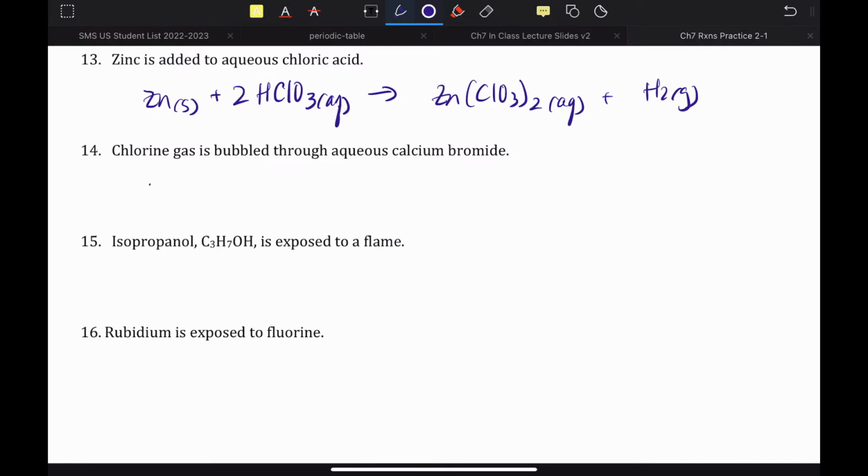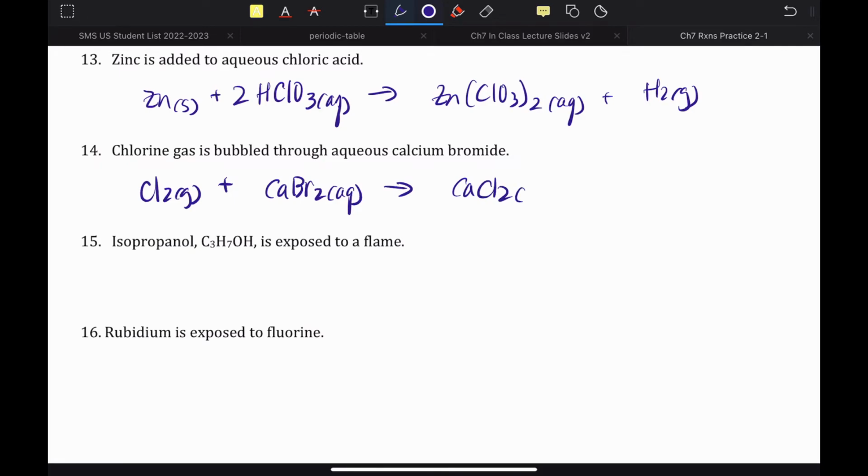All right, chlorine gas is bubbled through aqueous calcium bromide. So, remember, bubble just means passed through, right? So they're just being allowed to interact, which means they can react. Element plus compound. The element, chlorine, will switch with whatever it's most similar to, and in this case, it is most similar to bromine.